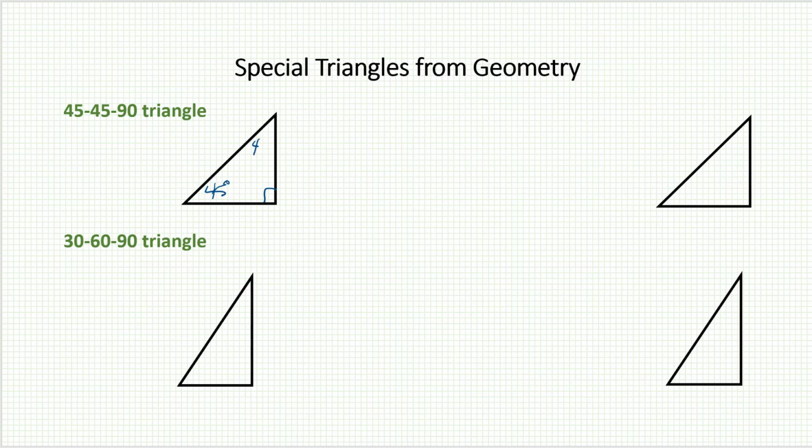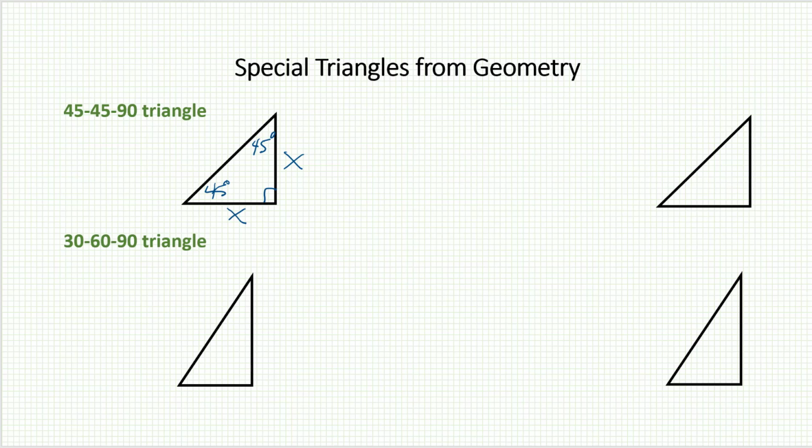each 45 degrees. Well, since these two angles are the same, we know that the lengths of the sides opposite those angles must also be the same length. In other words, if this is x units long, then this leg will also be x units long. What about the hypotenuse of this triangle?